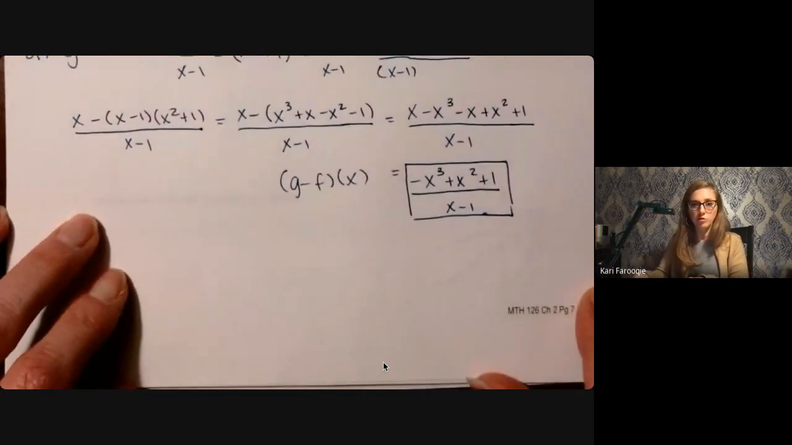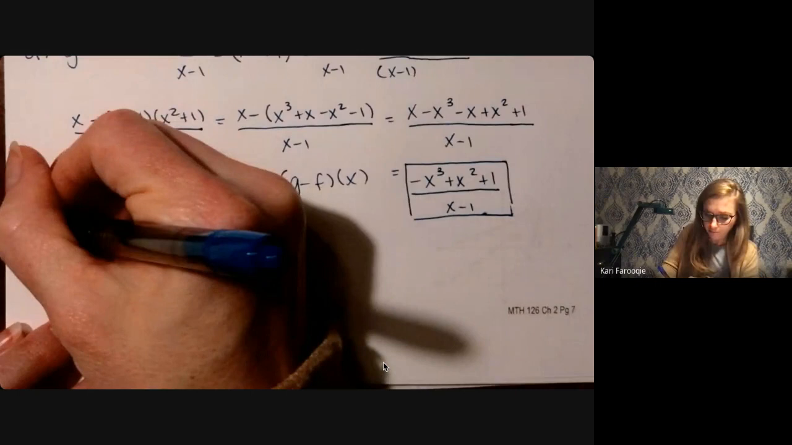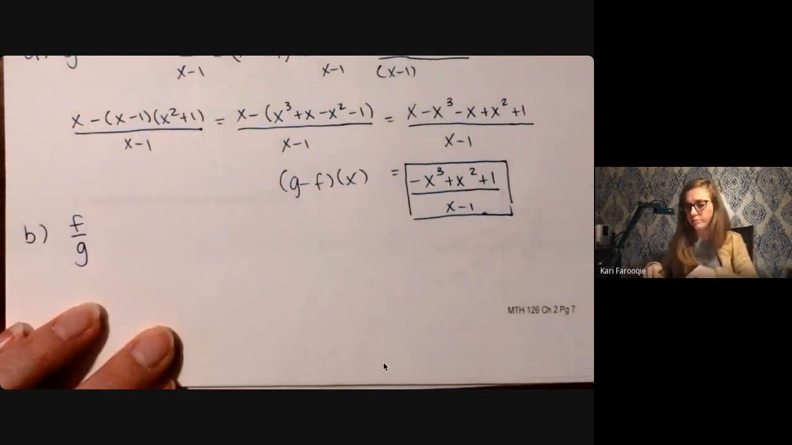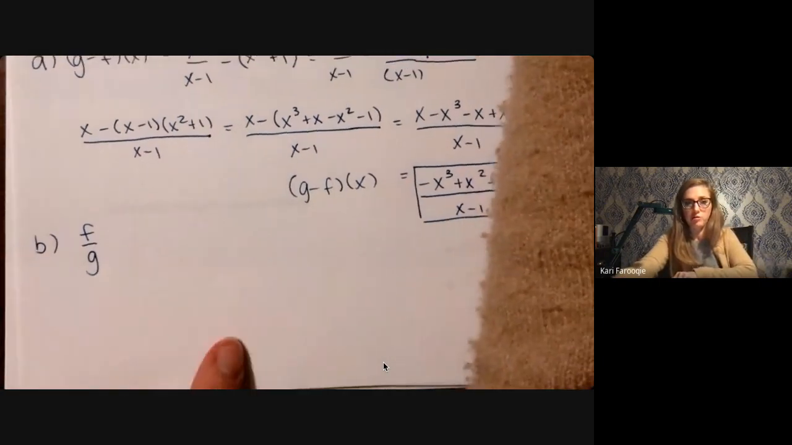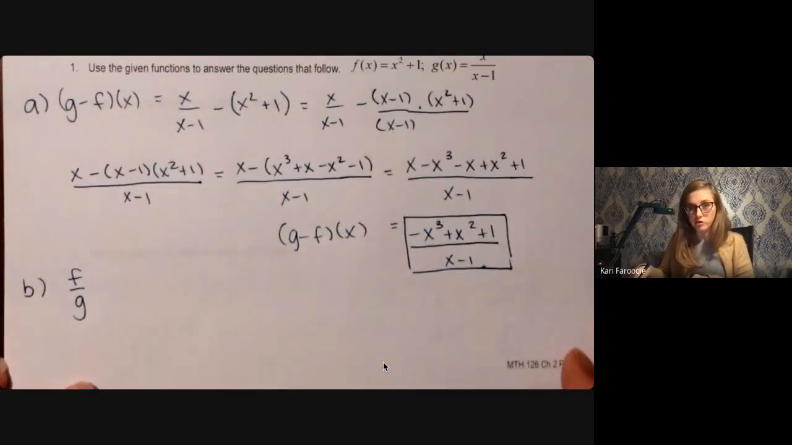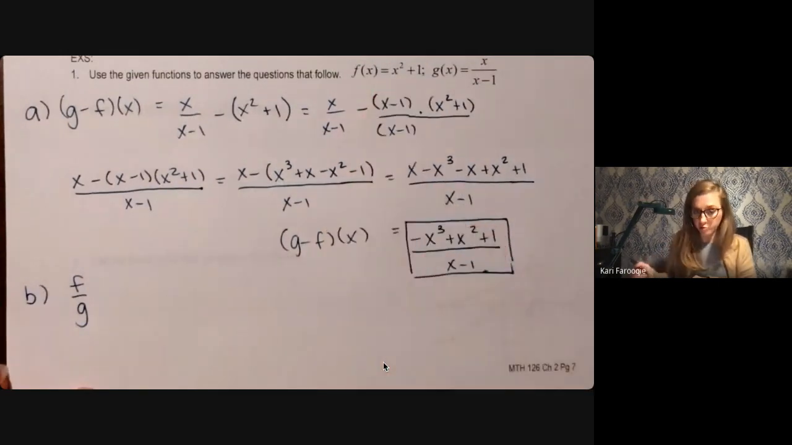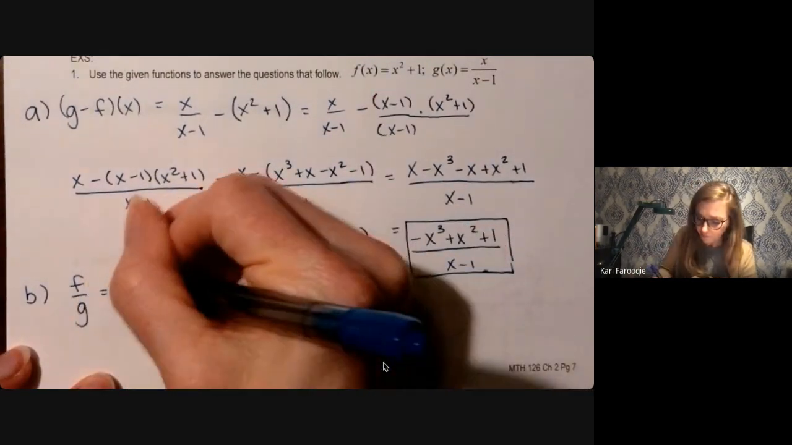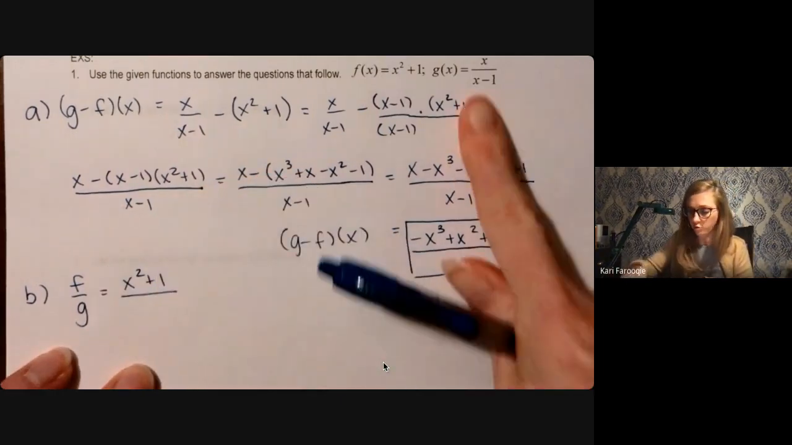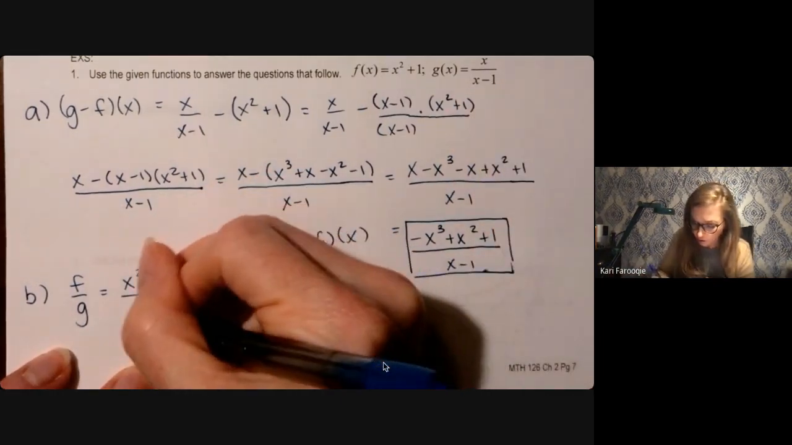The next one we're going to do is for part B. For this one, we're going to take f and divide it by g. And I'm going to leave that notation the way it is this time. I'm going to recall my function f up here was x squared plus 1. And I'm going to divide that by g, which was x over x minus 1.